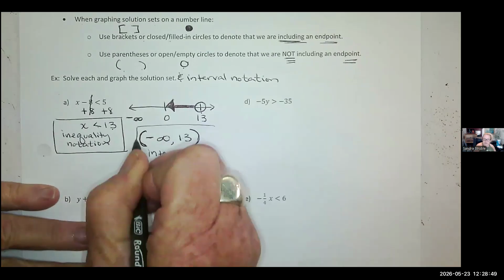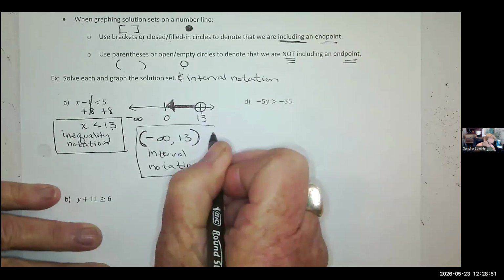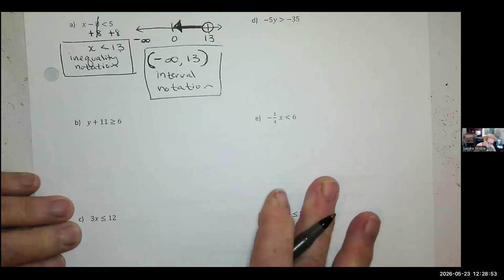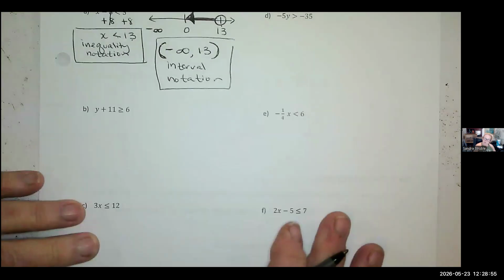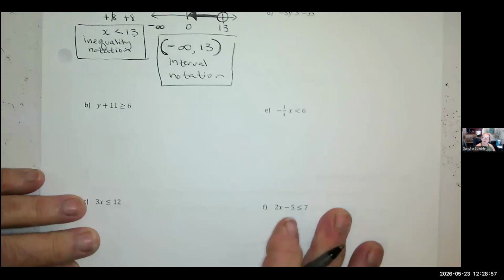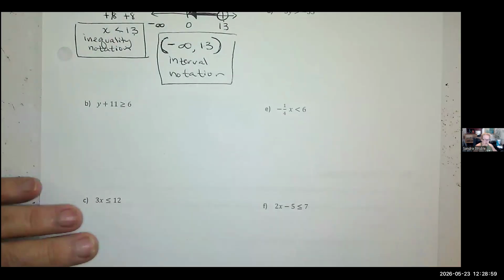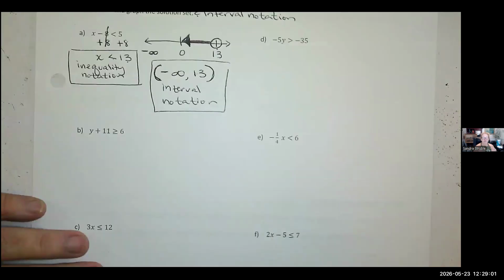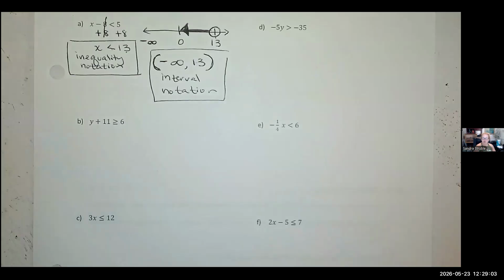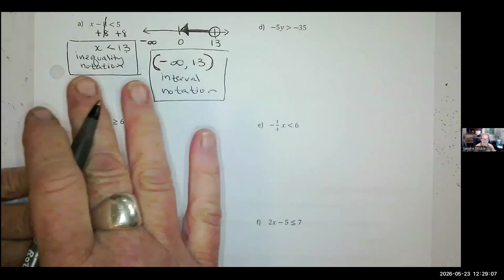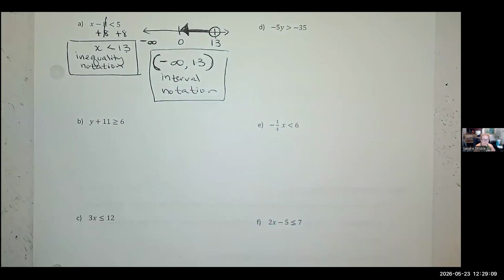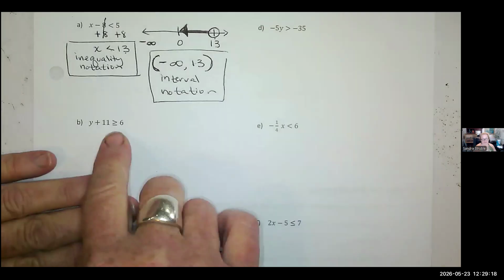Okay, let's go down here to B. B is y plus 11 greater than or equal to 6. I want you to attempt this one without me first. Give yourself a chance to see what you can do. You've got my notes here, and we've already discussed some things. Go attempt it, pause the video, and then come back to see how you did. Please note that it is greater than or equal to.